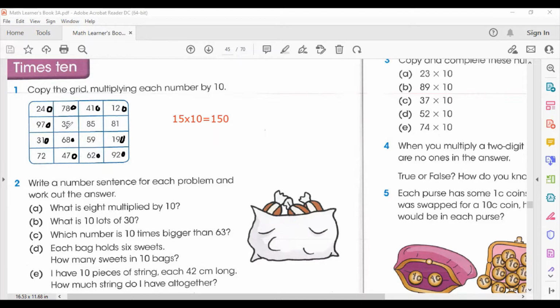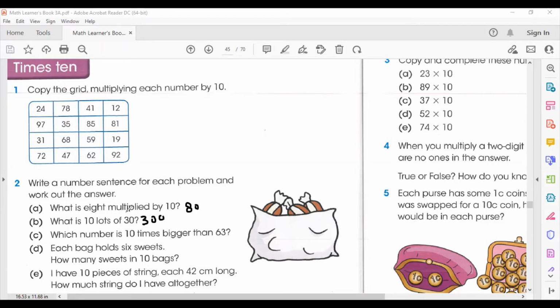If we are multiplying any number by 10, write a number sentence for each problem and work out the answer. What is 8 multiplied by 10? 80. 8 multiplied by 10 equals 80. 10 multiplied by 30, you are talking about 10. If you multiply by 10, bring this 0 here, 300.